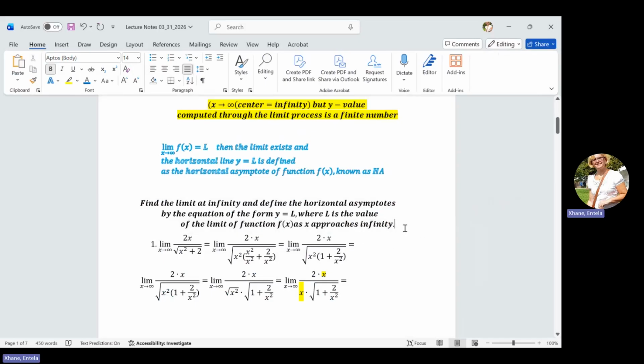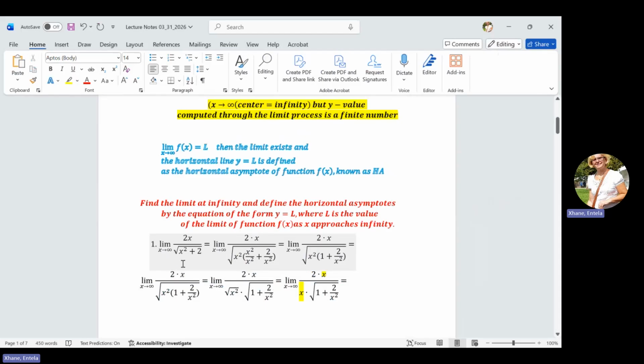So let's look at the first one. I'm gonna make all of them different color. So that's direction. So now let's look at the first limit. So as I said, function f of x is 2x over the square root of x squared plus 2. We're taking the limit as x approaches infinity. We're going to use the algebraic approach in this case.